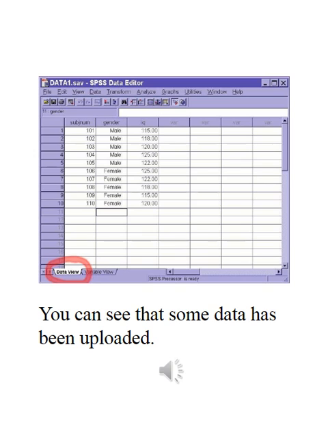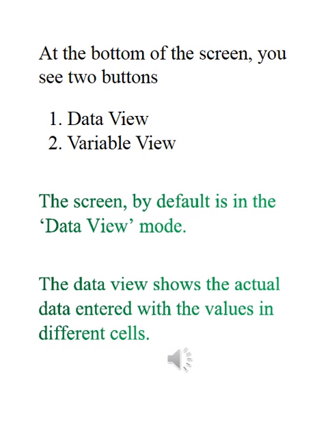You can see that some data has been uploaded. At the bottom of the screen, you see two buttons. 1. Data View. 2. Variable View. The screen, by default, is in the data view mode. The data view shows the actual data entered with the values in different cells.